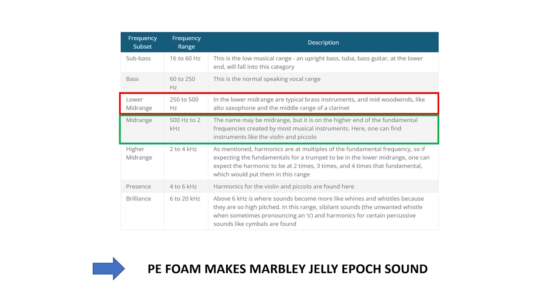So if you take a look at the frequency subset table, what PE foam is doing is essentially amping up the lower mid-range, reducing the center mid-range, and once again amping up a little bit of the upper mid-range as well. Since keyboards do create an abundance of the lower mid-range tones, amping this area up is allowing us to predominantly hear that marbly jelly epoch sound. So now, hope this helps to put some science behind what that magical sheet of foam does in our keyboards.